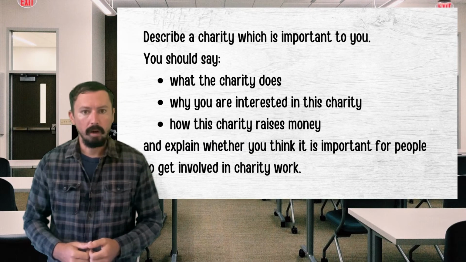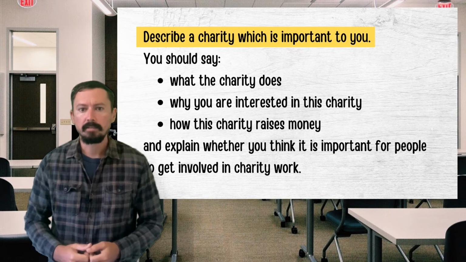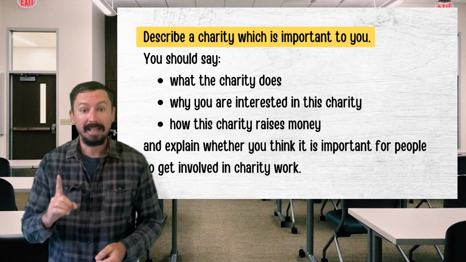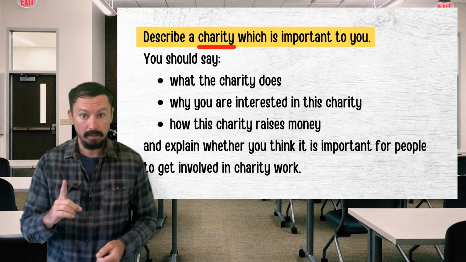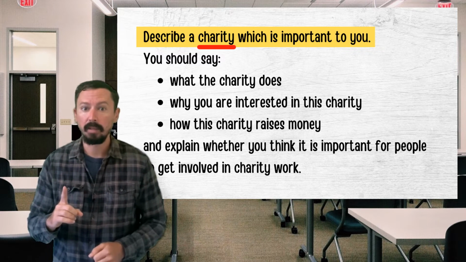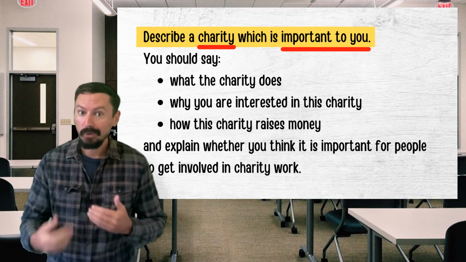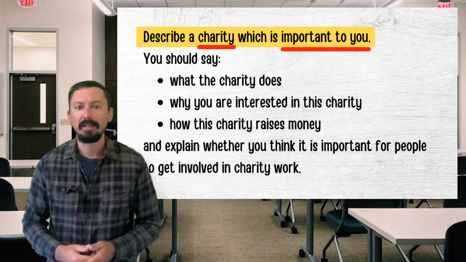The most important part is the first sentence. In this case, we need to think about two things. One, our answer must revolve around a charity. That means not a business or government. And two, it must be one that we consider important, so don't go ahead and criticize it later.